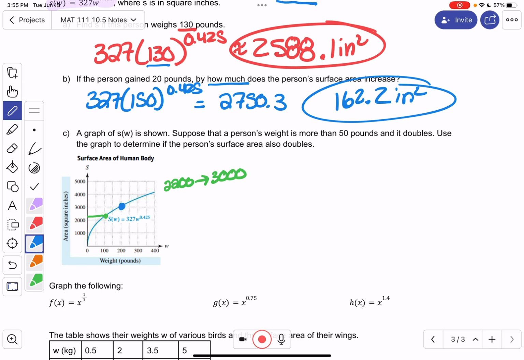Let's look if we started at 200 and doubled to 400. Again, we went from about 3,000 to about 4,000. So I would say it doesn't double. It increases, but it doesn't necessarily double.